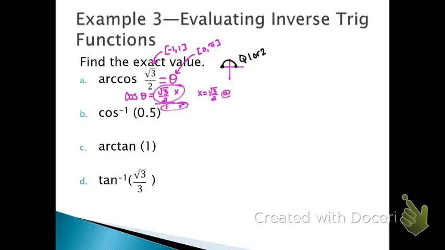So look in quadrant 1 and 2 and tell me where is x equal to the positive square root of 3 over 2? At 30 degrees, which is pi over 6.